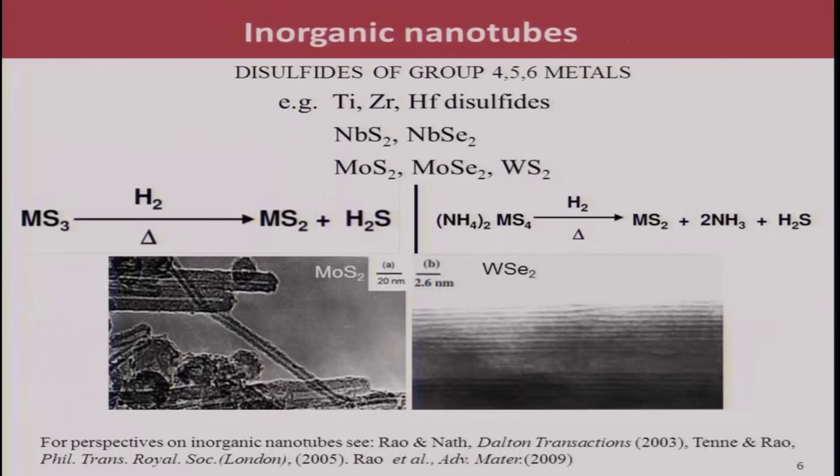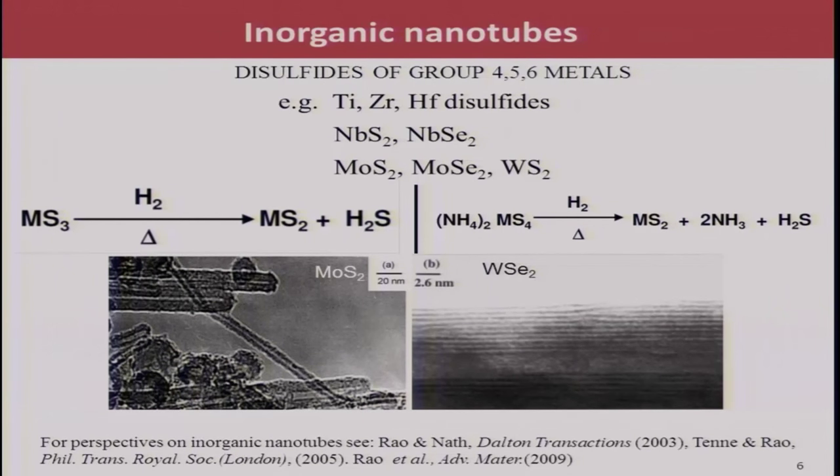When nanotubes came, right away, a number of nanotubes of inorganics were made. I'm showing some very old pictures of sulfide nanotubes of molybdenum or tungsten that were made, or selenide nanotubes, very, very early. Since then, of course, inorganic nanotubes have been made in plenty. In fact, I wrote a perspective in 2009 in Advanced Materials about the synthesis of a variety of inorganic nanotubes. Well, with this background, why not graphene-like materials? That's how I thought of it.